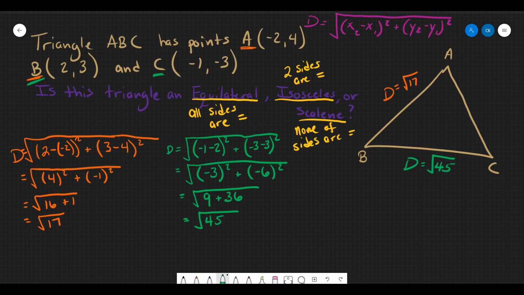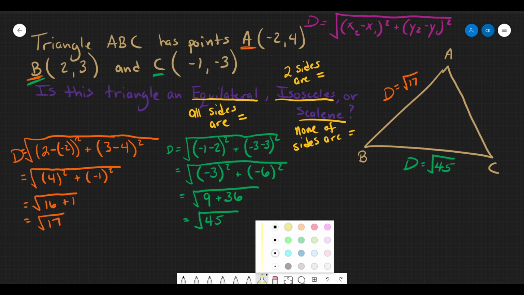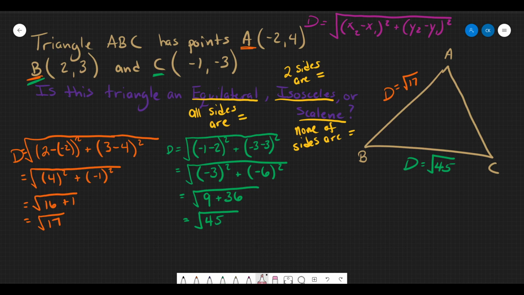So just by doing these two sides, I now know that this is not equilateral. I know it's not equilateral because I don't have all three sides the same. I just did two of them, and these two are different. So it can't be equilateral. But we're still not sure about the other two. It may be isosceles, it may be scalene. So I have to do the third one.